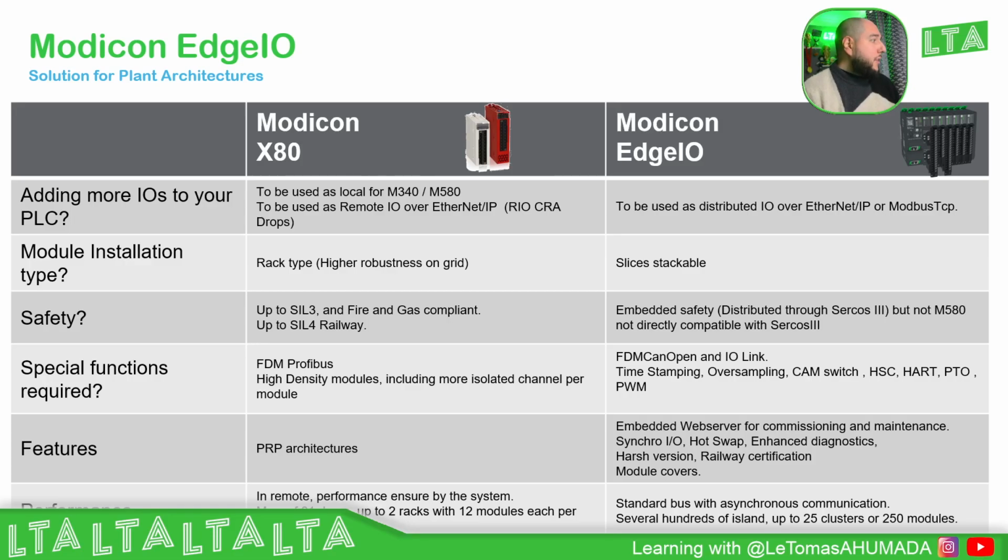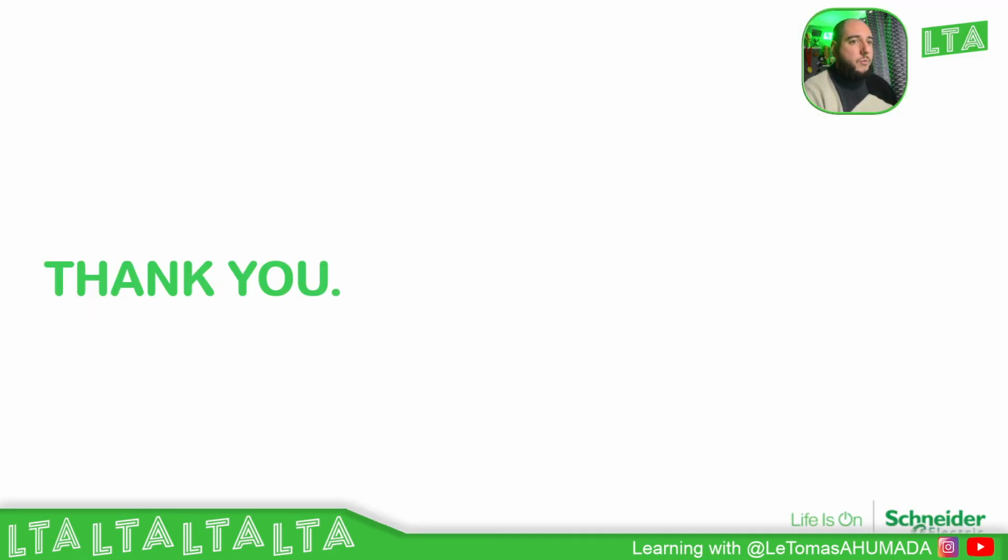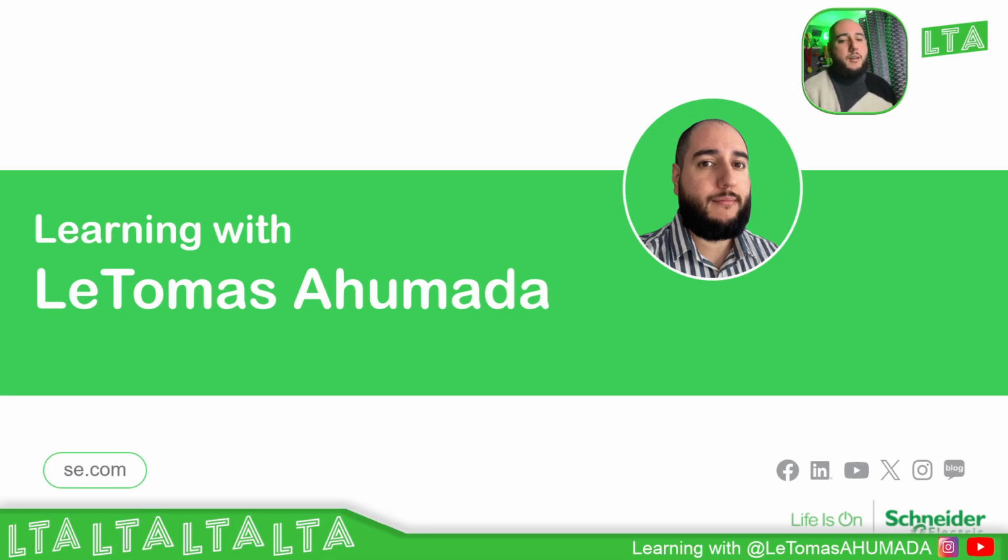Then for the performance, you have a maximum of 31 drops for the X80, up to 2 racks with 12 modules per drop. And on this one you can have up to 25 clusters, the whole island, 25 clusters and 250 slices or modules, because they are slices. So this is the comparison of the X80 and the Modicon EdgeIO.